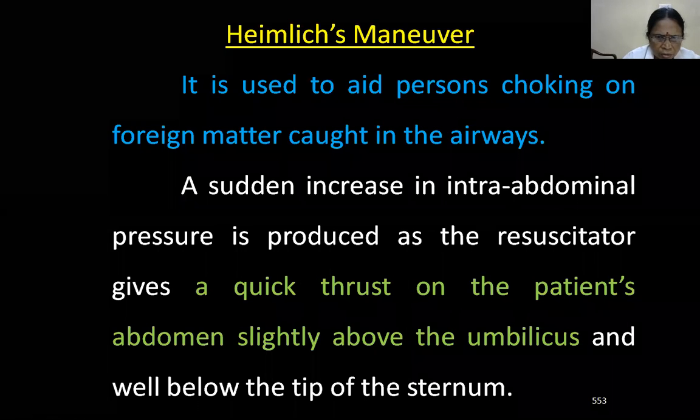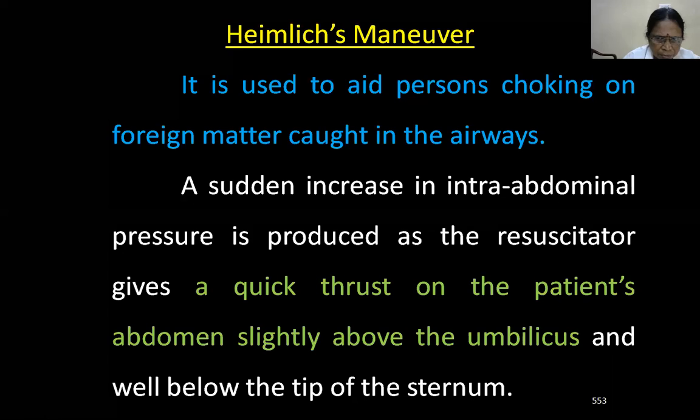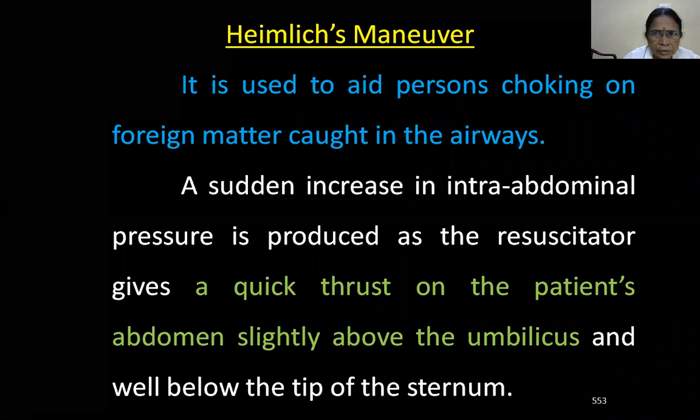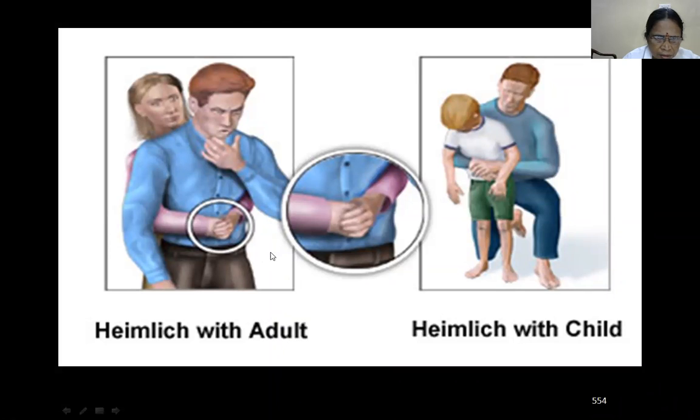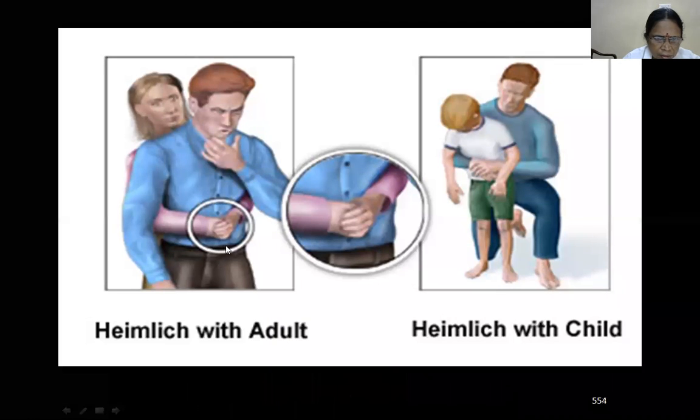A punch-like thrust is given on the patient's abdomen above the umbilicus and below the tip of the sternum. Suppose some person has accidentally swallowed something, and it has got inside his respiratory passages. Here, in an adult, a sudden pressure has to be given in this region, like a punch. Here is a baby punch. Suppose he has swallowed something that has obstructed his airways.